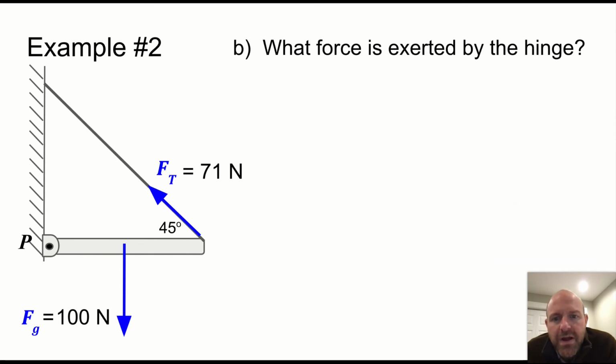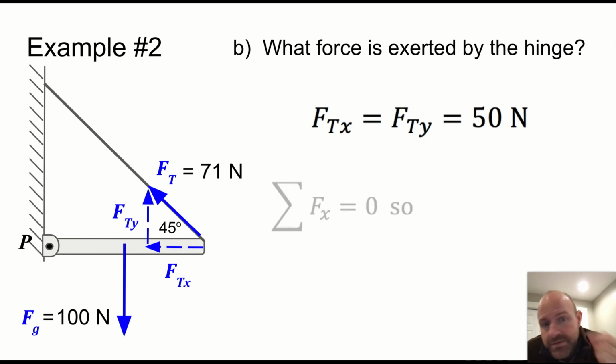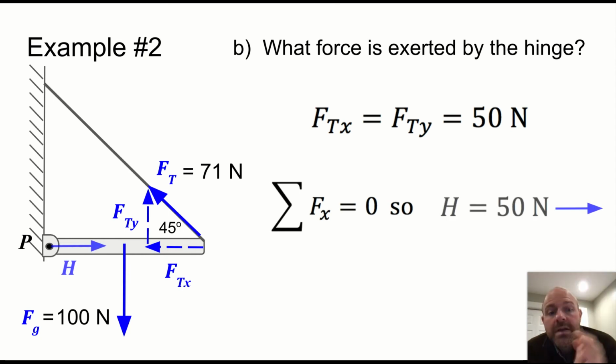There's still something else to figure out. What force is exerted by the hinge? For this one, I'm going to think of it in terms of x and y coordinates. We know that the tension has a y and an x component, and we know that the net force in the x has to equal 0. So Ftx and Fty are both 50 newtons. And in the x direction, the horizontal component of the force from the hinge, I'm just going to call it H to avoid lots of subscripts, has to be equal to the force of tension. So it's 50 newtons to the right.